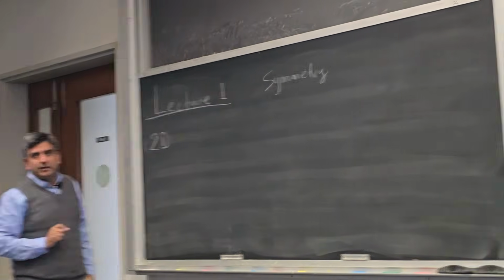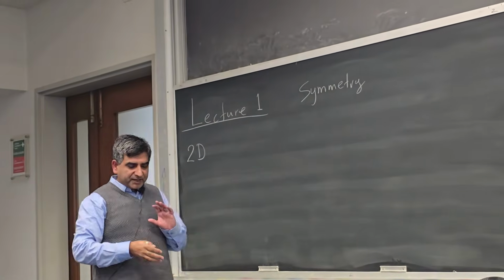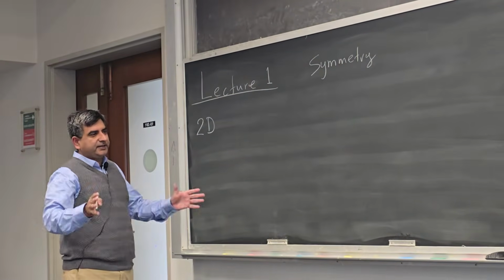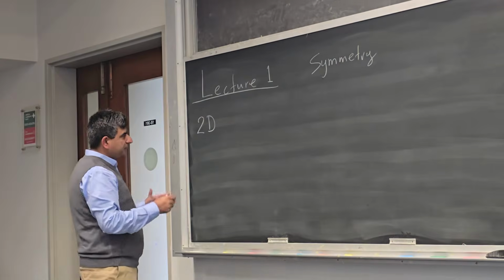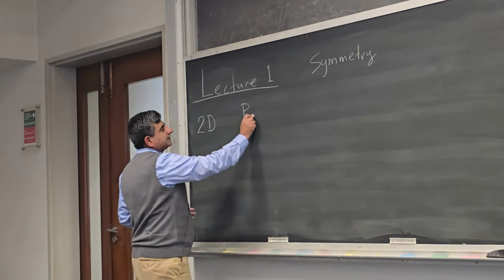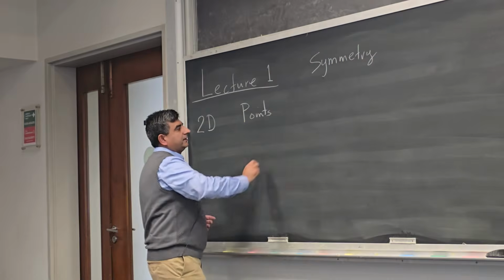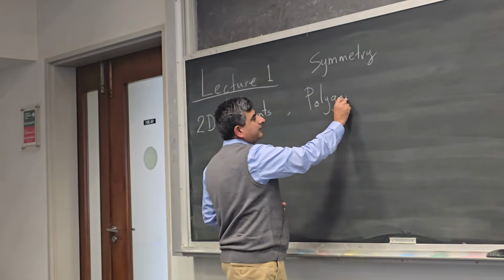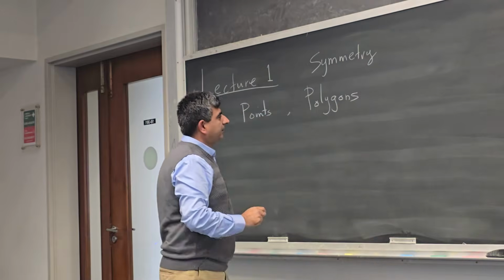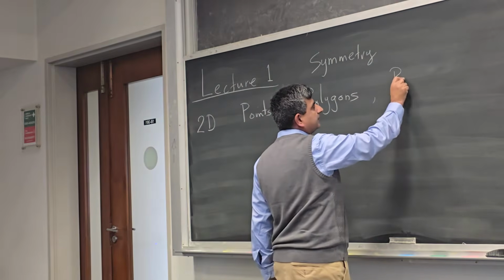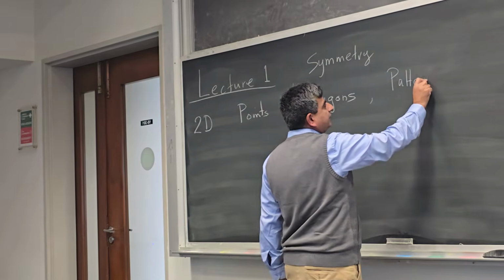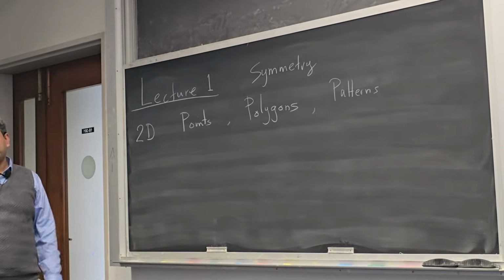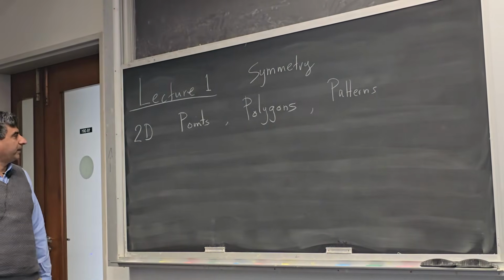Okay. And the kinds of objects that we're going to deal with, in order to understand crystalline matter, first of all we'll start looking at points. Then we'll look a little bit at polygons. We can also look at patterns. So we can make pictures of polygons, patterns, arrangements of points, and see what kind of symmetry operations they obey.